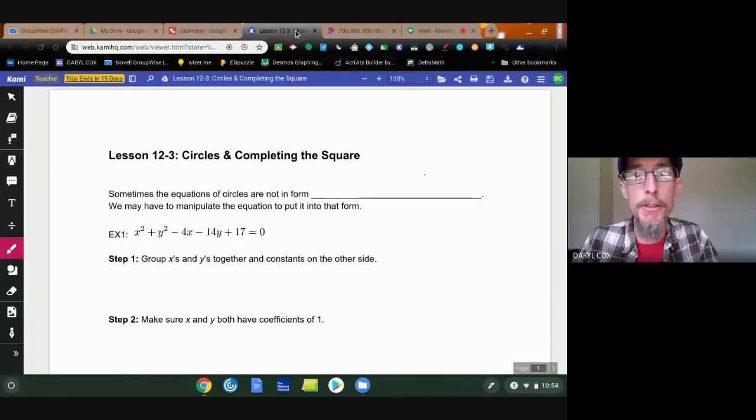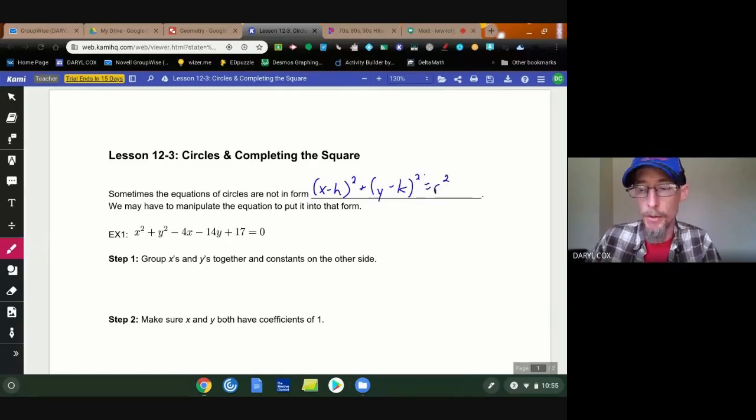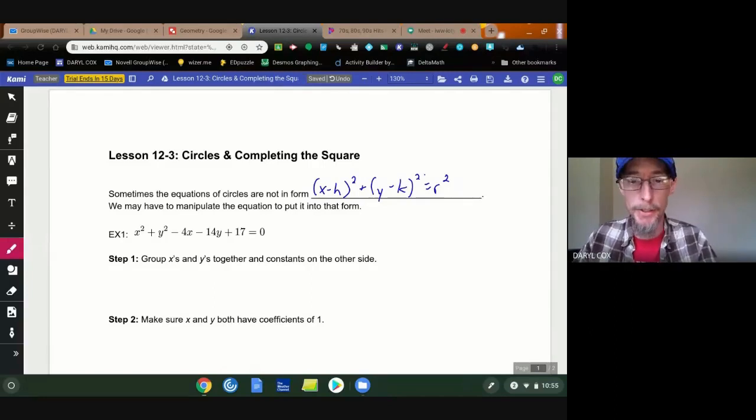So first thing we need to remember is what is the equation of a circle? We dealt with that back in lesson 12.1. So sometimes circles are not in the right form. What is the form for the equation of a circle? Go. So hopefully you said, oh yeah, I remember that. That was from lesson 12.1. That was that (x minus h) squared plus (y minus k) squared equals r squared. That's my equation of a circle. And from there, I can start doing my center, my radius, and all that good stuff.